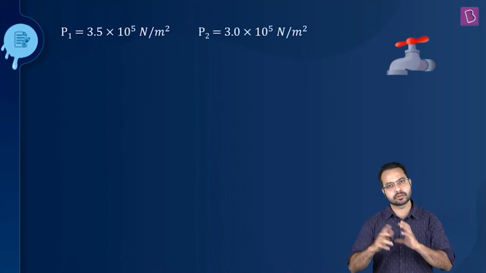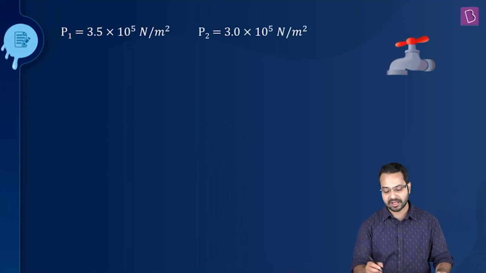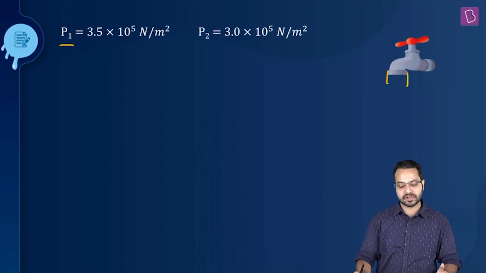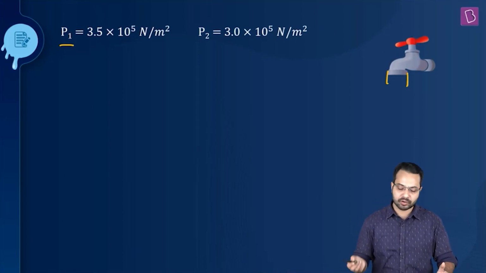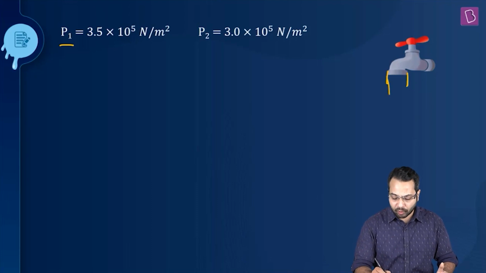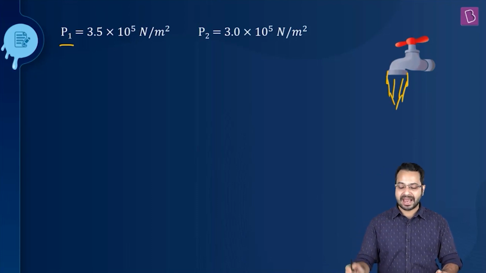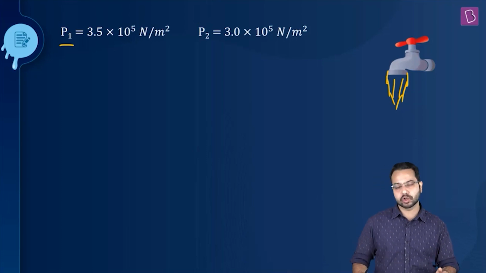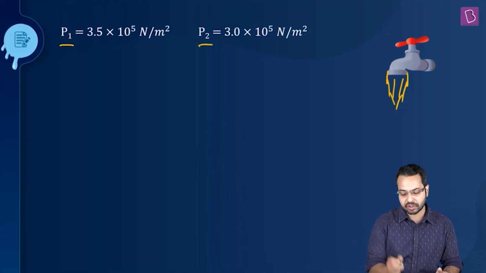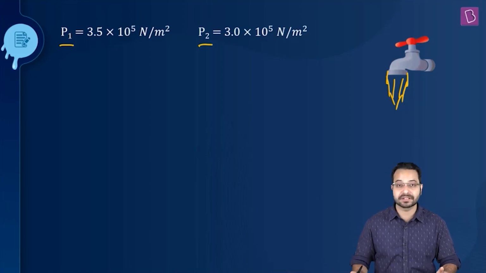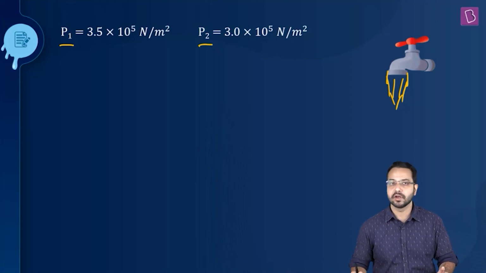When this tap is closed, as in no water is flowing, and this end is connected to a manometer, then the pressure comes out to be P1, which is 3.5 × 10^5 Pascal or Newton per meter square. Now when water starts flowing, there will be some velocity, and then when it is connected to a manometer, the pressure shows as 3 × 10^5 Newton per meter square. What we need to figure out is what is the velocity of the flow of fluid.